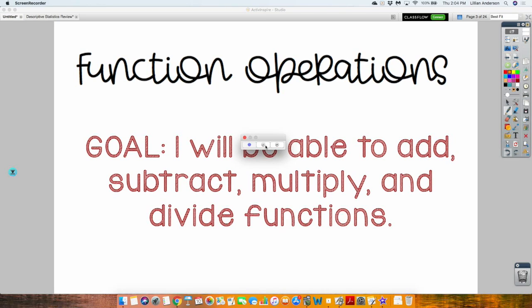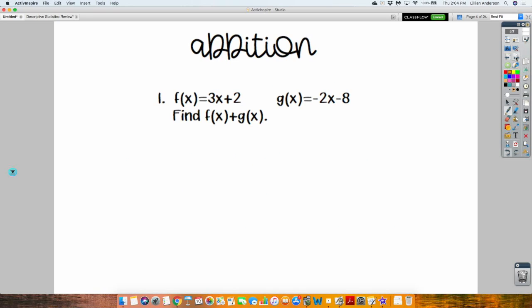All right, so function operations. Again, you guys are going to be able to add, subtract, multiply, and divide these functions, okay? Again, a very simple lesson for today. So to start off with addition, when you are adding two different functions, okay?